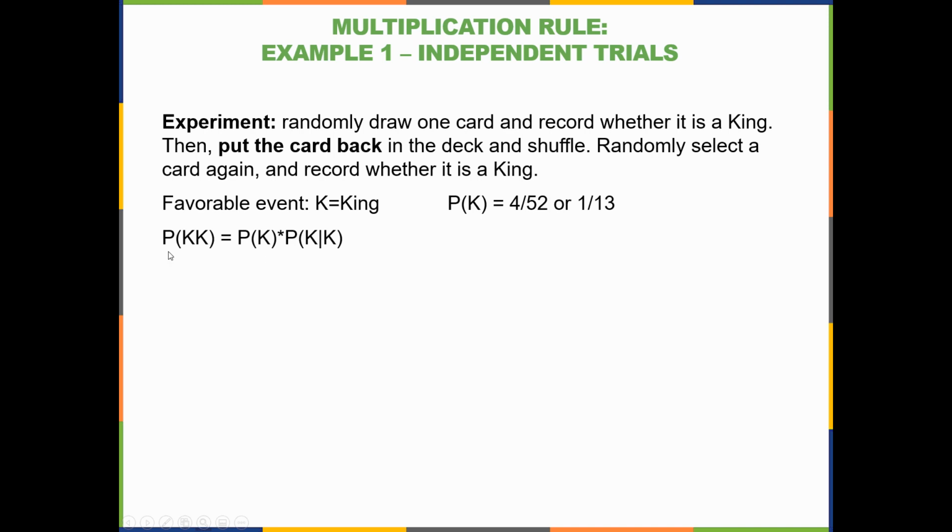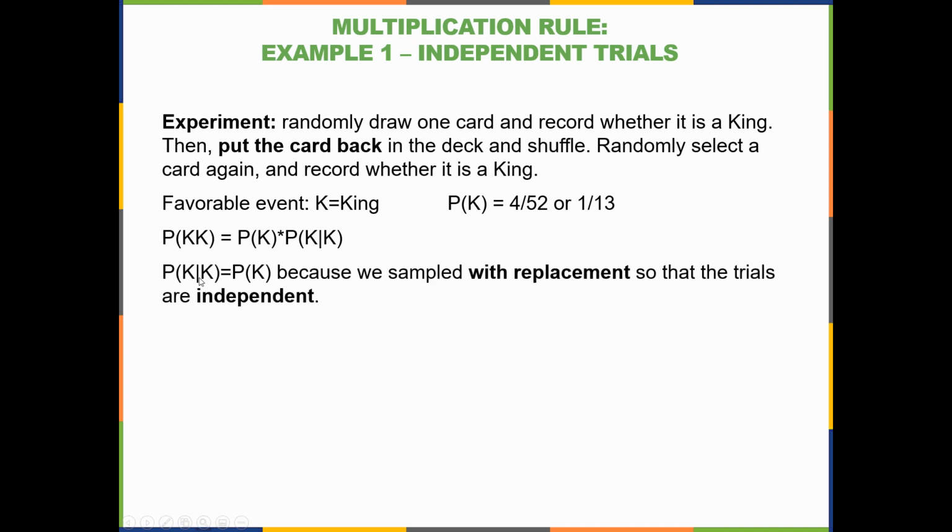So the probability of drawing a king on the first trial, putting the king back in the deck, shuffling, drawing another card, and then getting another king can be summarized as P of K, K. So this means K and then K. King and then king. We can calculate this using the multiplication rule, where we calculate the probability of getting a king on the first trial and then a king on the next trial under the assumption that the first card was a king.